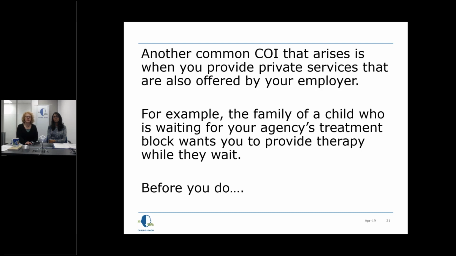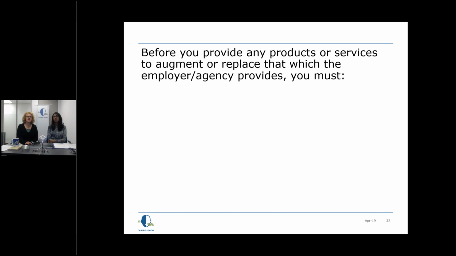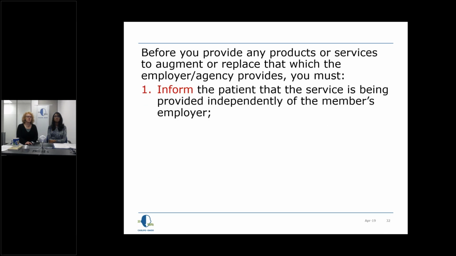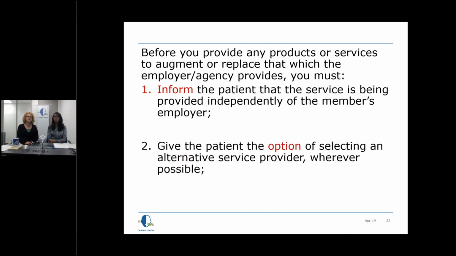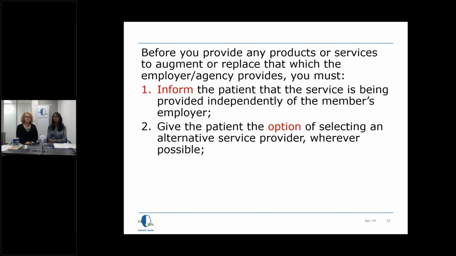Before you do, again, this is something that you must mitigate. And the way you do that is, number one, again, inform the patient that the service is being provided independently of the member's employer. So you make it clear, this is a private service you're asking for. It's not part of my service with the agency. Give the patient the option of selecting an alternative service provider where possible.